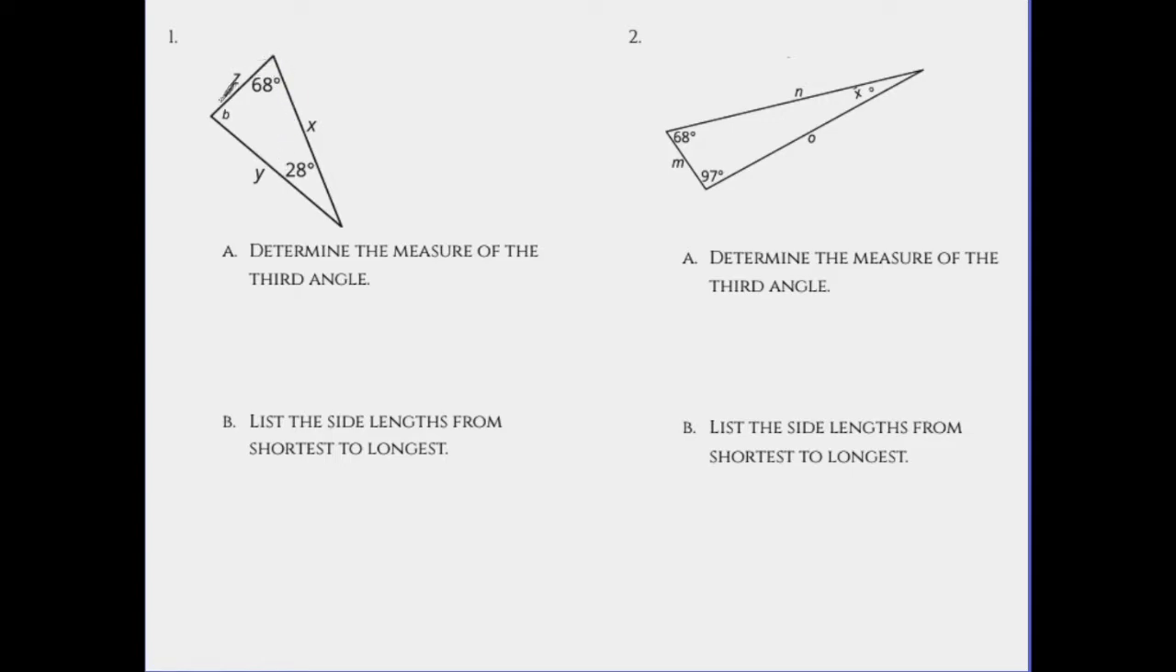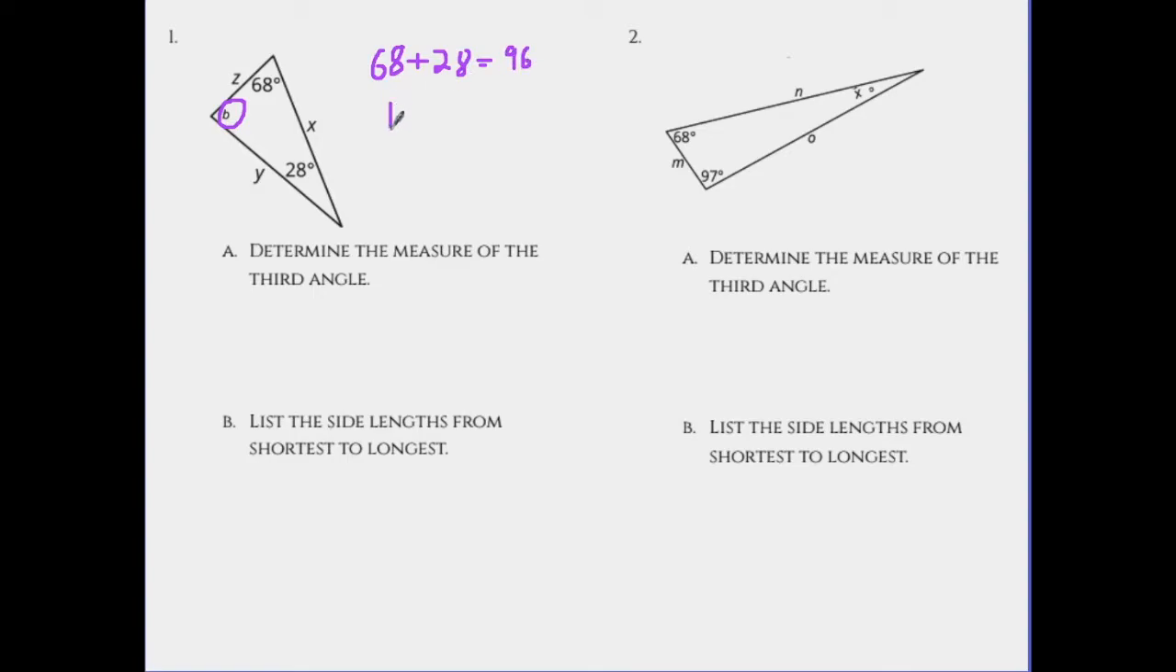The angles of a triangle. We have to remember that the angle sum of a triangle is 180. So for this one, it says determine the measure of the third angle. Well, that's this one, B. We don't know that. So we can add the two angles that we have, and remember that we have to show work for this. So we're going to add those together, and that's going to be 96.